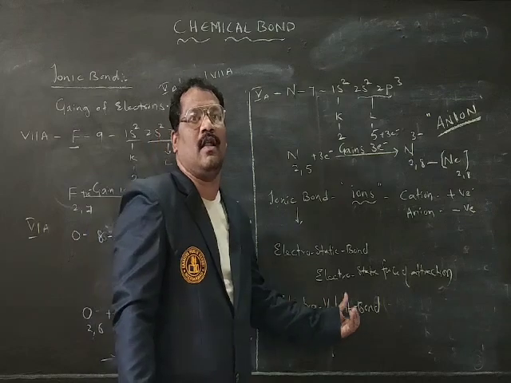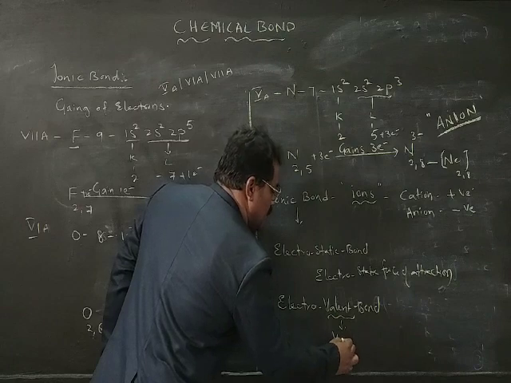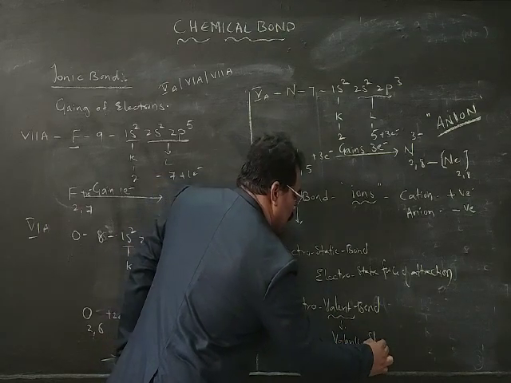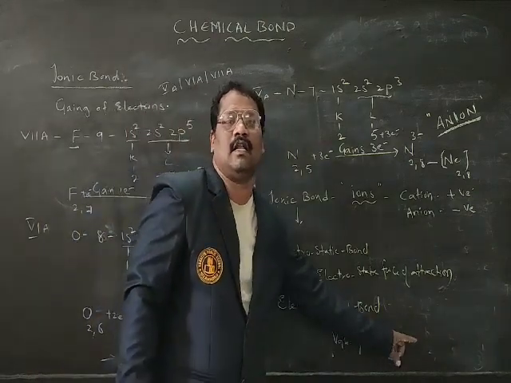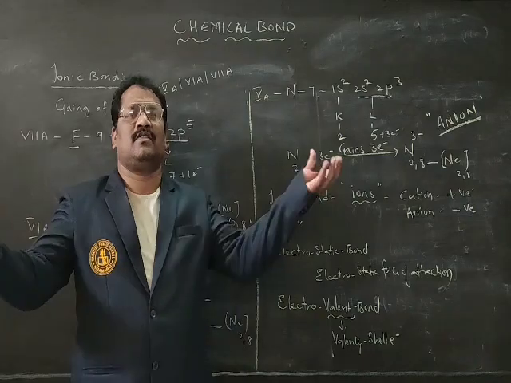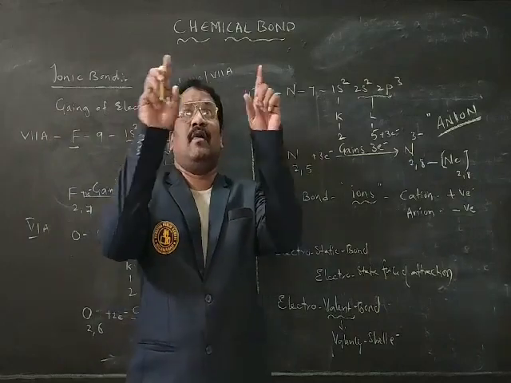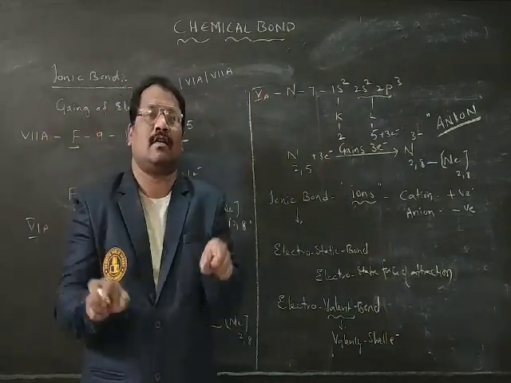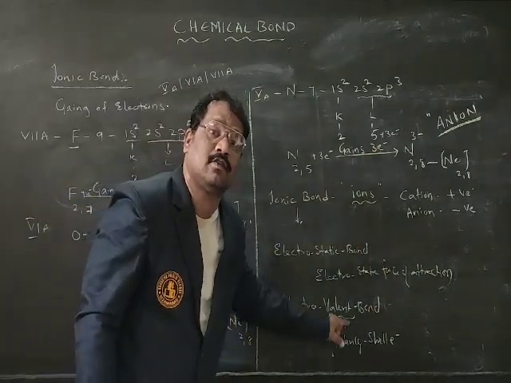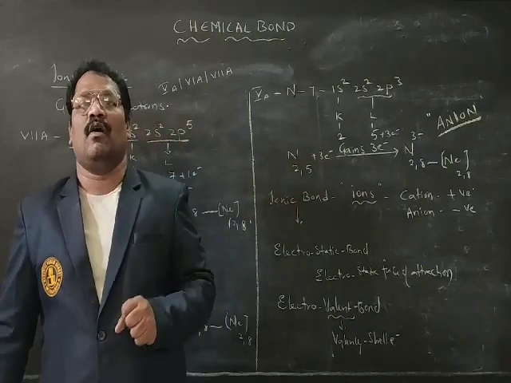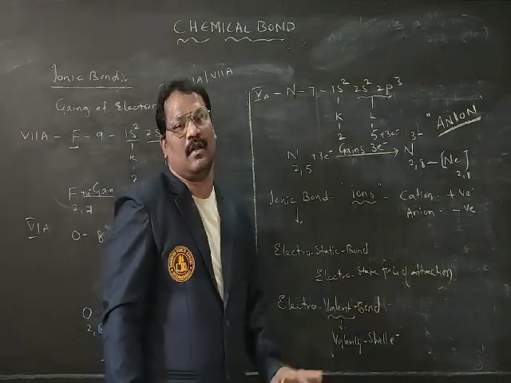What is called electrovalent? Here the word valent is there. It indicates valency shell electrons. We have seen clearly that atoms combine together by losing electrons or by gaining electrons. Only valency shell electrons participate in bond formation. Therefore, valency shell electrons are responsible for forming a bond, and so this bond is called an electrovalent bond.